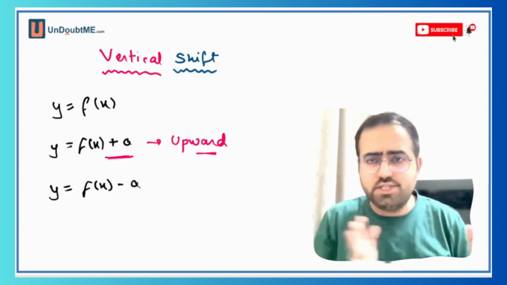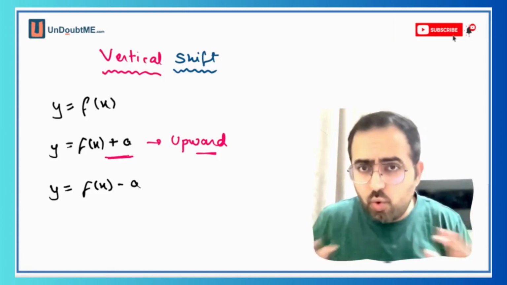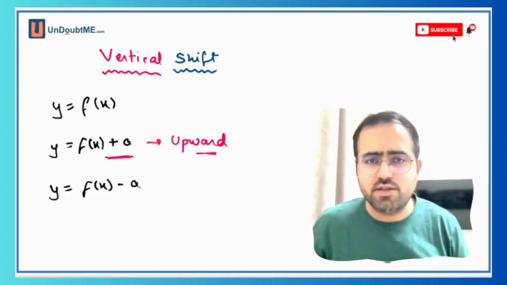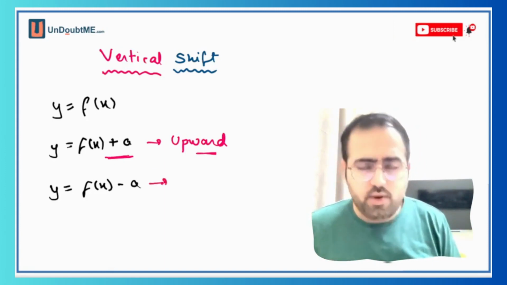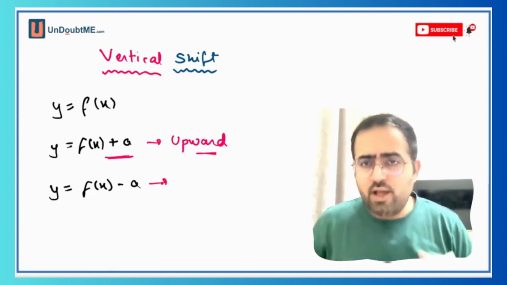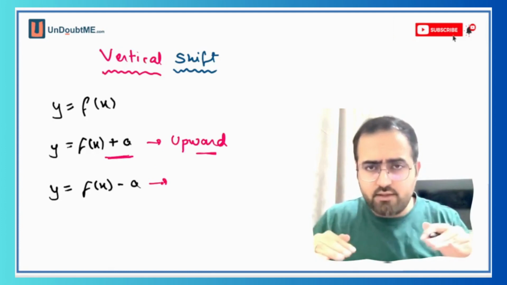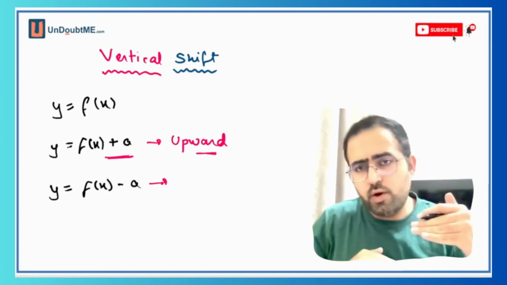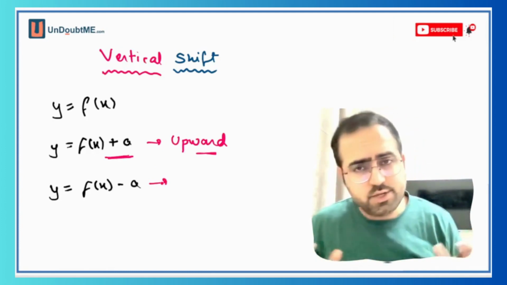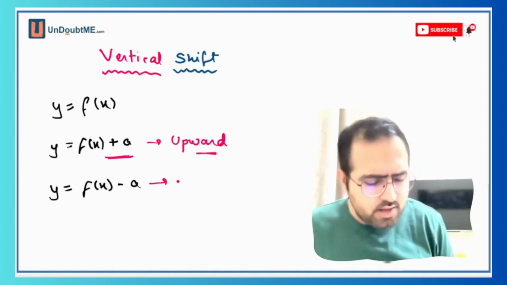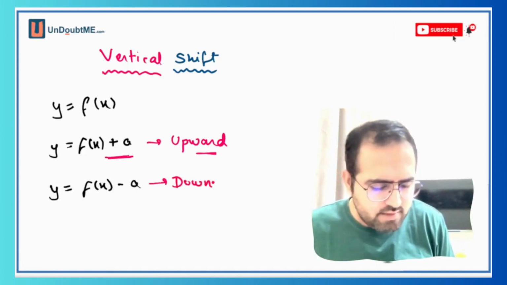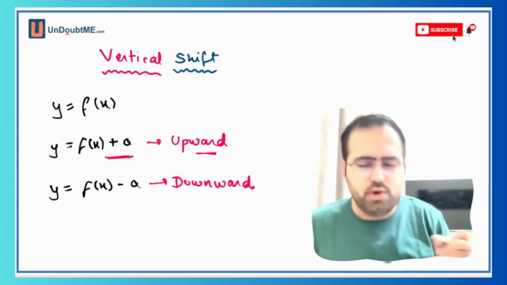Okay, listen to whatever I said carefully. If you want, you can rewatch that part of the video, but this is the only thing you have to apply in all similar types of questions. Similarly, the other one is f(x) minus a. Now f(x) is the reference. If it was f(x) plus a, it was going upward, so if it is f(x) minus a, it should go downward. It is as simple as that. So the transformation in this case will be vertically downward.